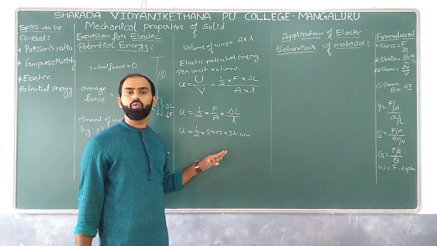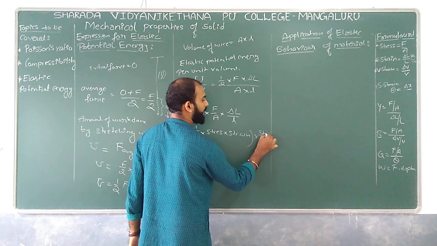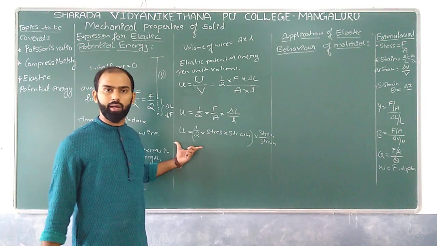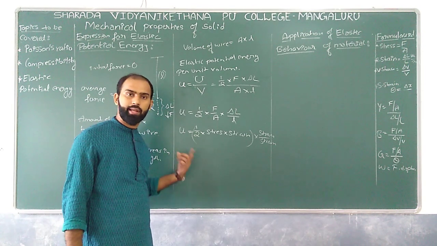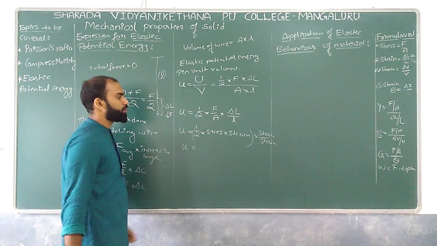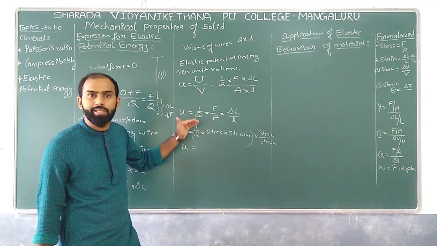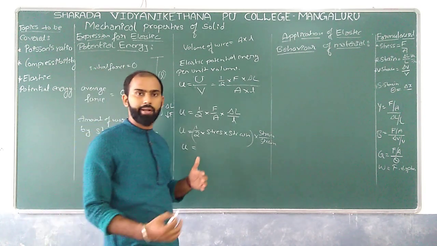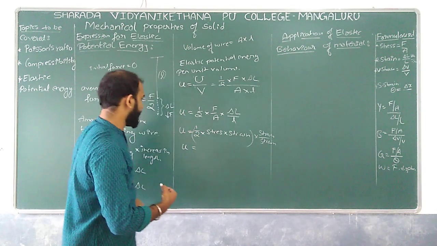Now, if I multiply and divide by strain, will it affect the actual value over here? No, right? If I do 2 by 2, it is 1, and 1 into anything is anything. So now u is equal to, if I multiply by this strain, stress by strain, which is nothing but longitudinal stress by longitudinal strain, which is equal to what? That is Young's modulus, right?